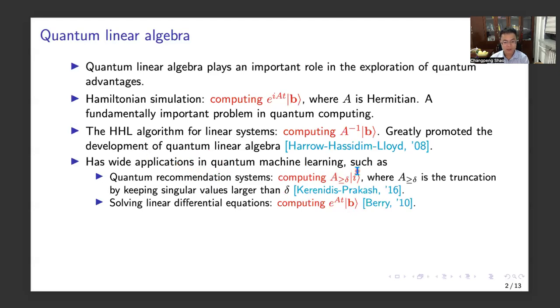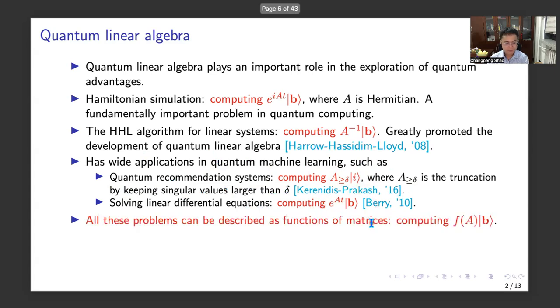For example, in quantum machine learning, such as quantum algorithm for the recommendation system problem. In this problem, we try to prepare the quantum state of the ith column of a truncated matrix of A. And also in the problem of solving linear differential equations, we try to compute this kind of exponential function. And all these problems can be described as functions of matrices. That is, we try to prepare f(A) times a quantum state b.